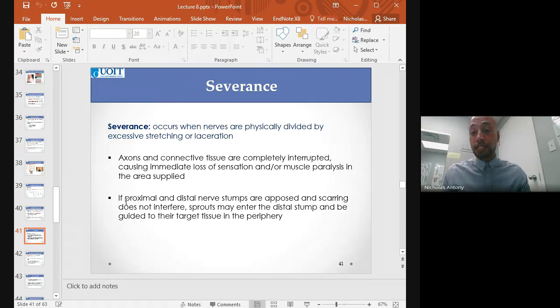And then the last classification, and it's the worst one, of an injury of a peripheral nerve is severance. That's when we have our nerve cut in half. That's when we have the nerve physically divided by either stretching and ripping in half or a cut.